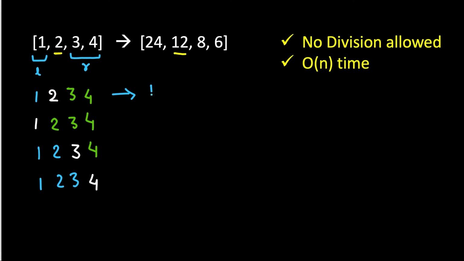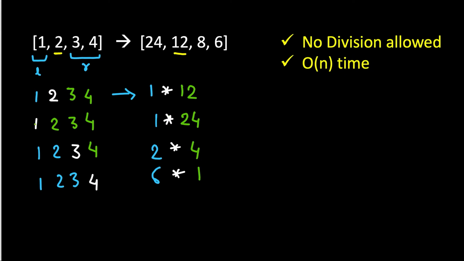So the product of blue is 1 times the product of green, which is 12. Similarly here, the product of green is 24 and the product of left is nothing. So for the leftmost and rightmost, we will keep it as 1. And here right is 4, left is 2, and here left is 6, and right is nothing, so we will keep it 1.